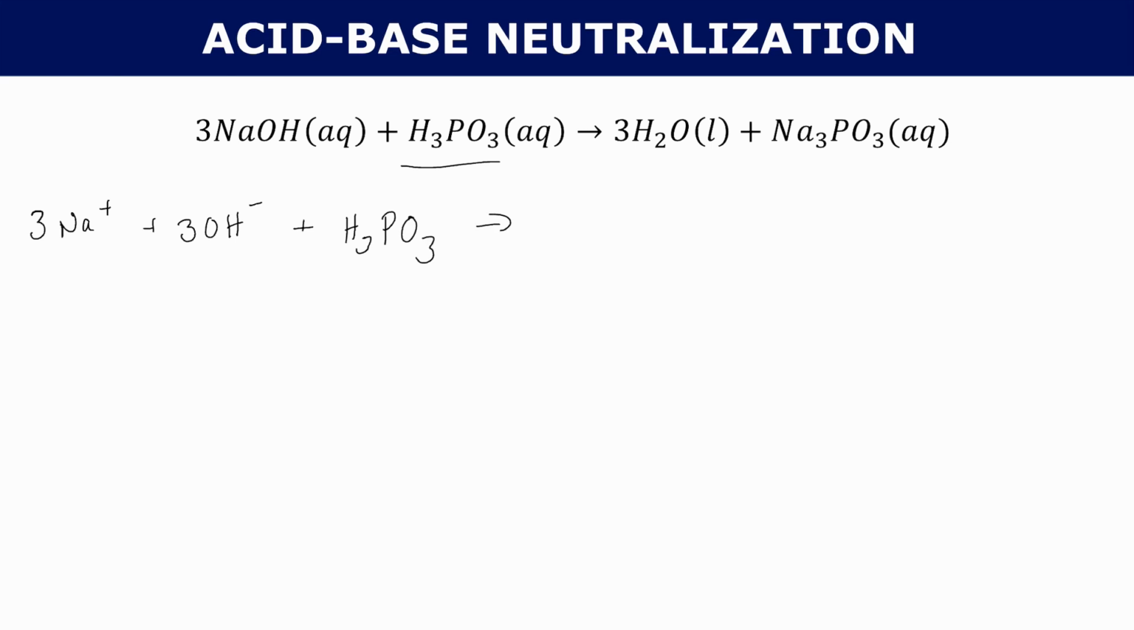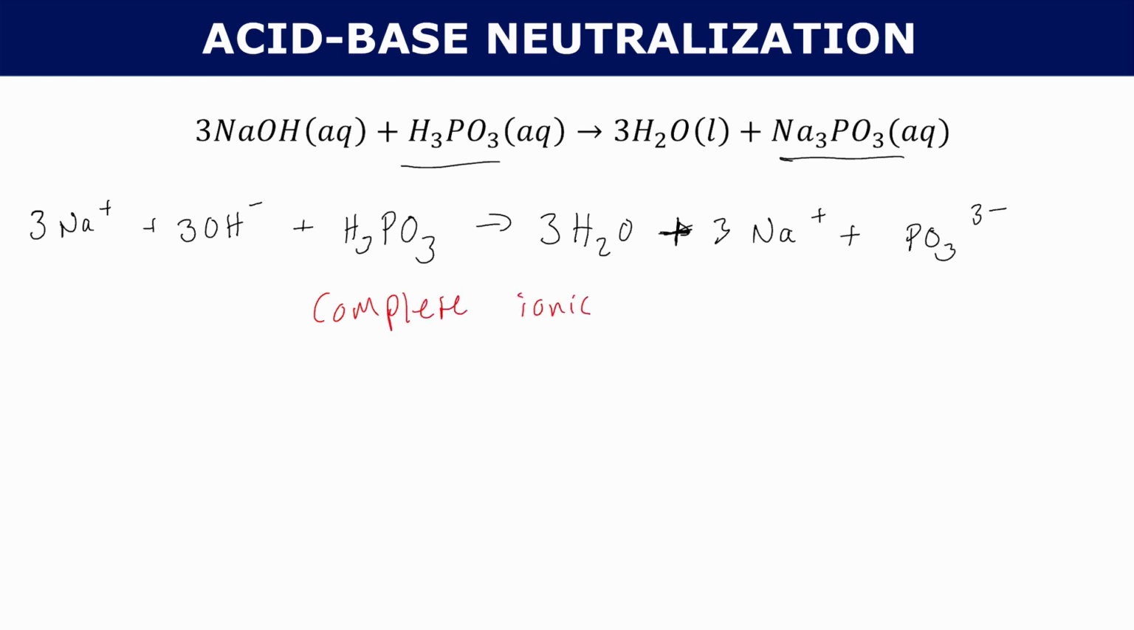Now we can start talking about the products. First of all, we have the water. The water is in its liquid form, which means it's not going to dissociate; it's just going to stay in H2O form. And the last one, we have a salt, Na3PO3. Since it's a salt, it's going to dissociate completely. So we're going to have 3 Na+ ions, sorry, that should be a plus, and we have 1 PO3 3- ion. And what we have here is called the complete ionic equation.